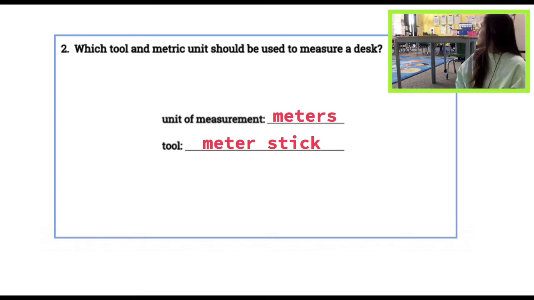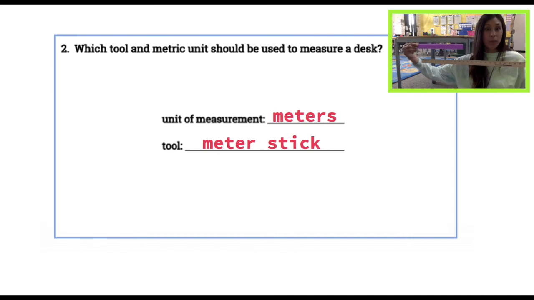So for this object, I would probably use a meter stick, the longer one. It's a lot longer than a ruler, 3 times as long in fact, and so it's just more efficient to go with something that's bigger so that I don't have to use a placeholder to measure. So on my worksheet, I wrote the word meters for my unit of measurement, and as for my tool, I wrote meter stick.